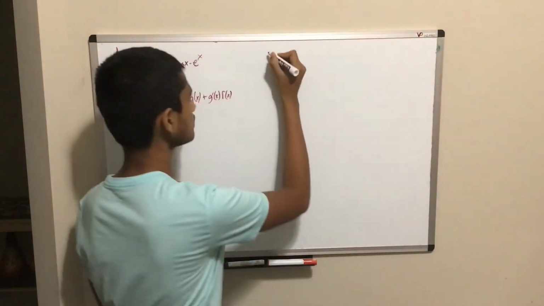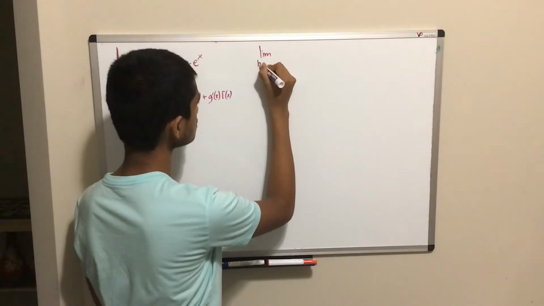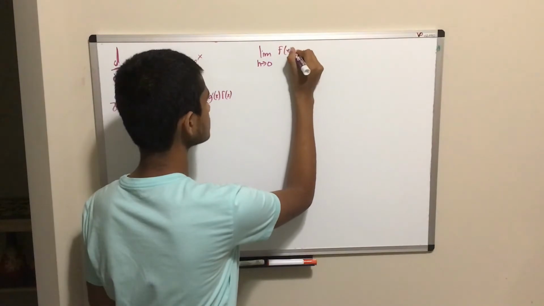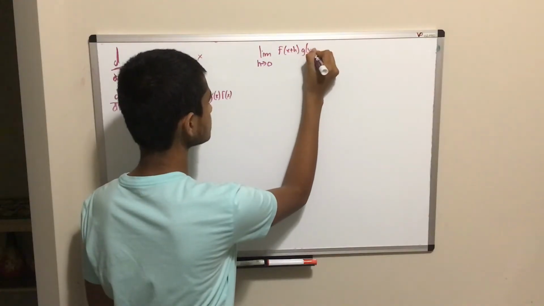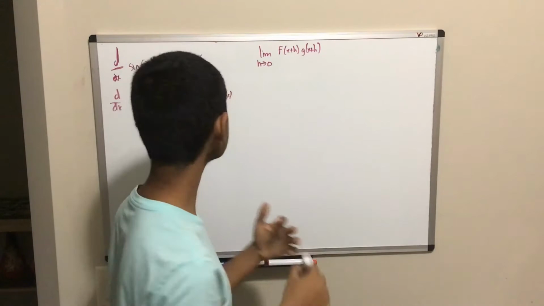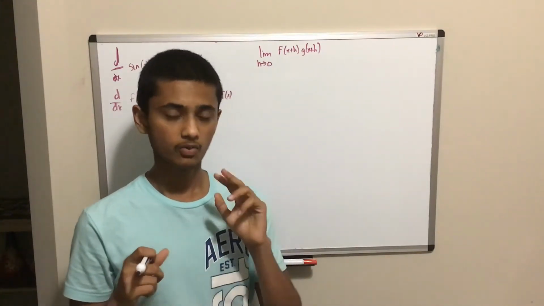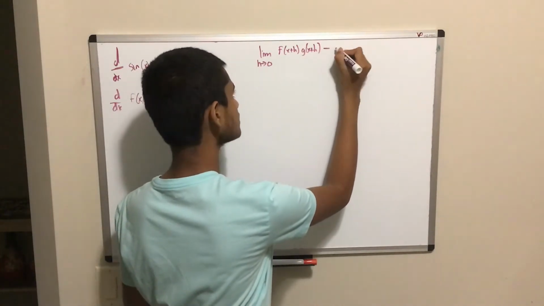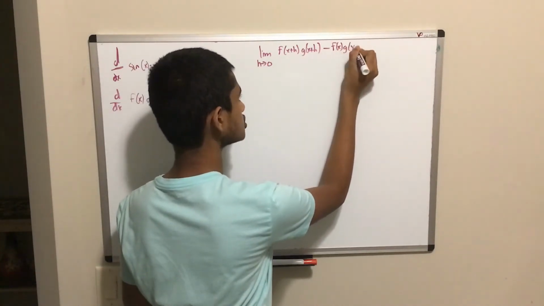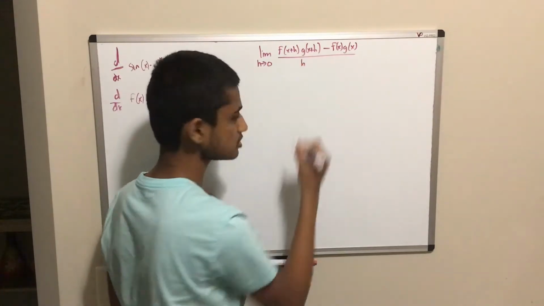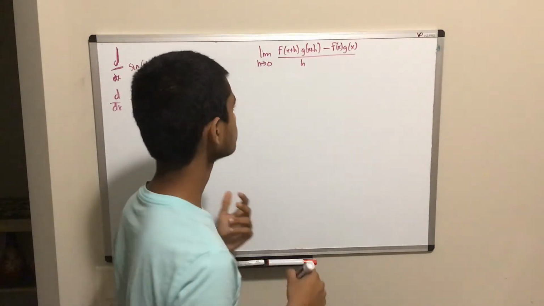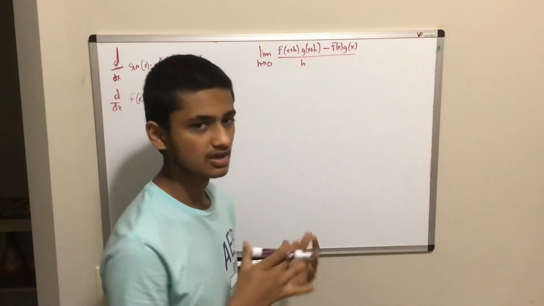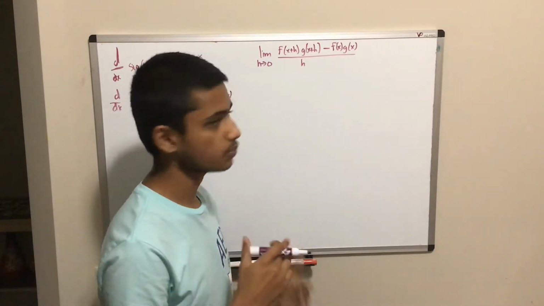So when we set everything up, this is going to be the limit as h approaches 0 of f of x plus h times g of x plus h. And the reason we're doing two functions is obviously because we're trying to take the derivative of two functions together. And after that, what we're going to do is minus f of x g of x, which is just the standard definition of the derivative, finding the derivative using the limit. And this doesn't really help us in any way. We can't really simplify this using any well-known techniques.